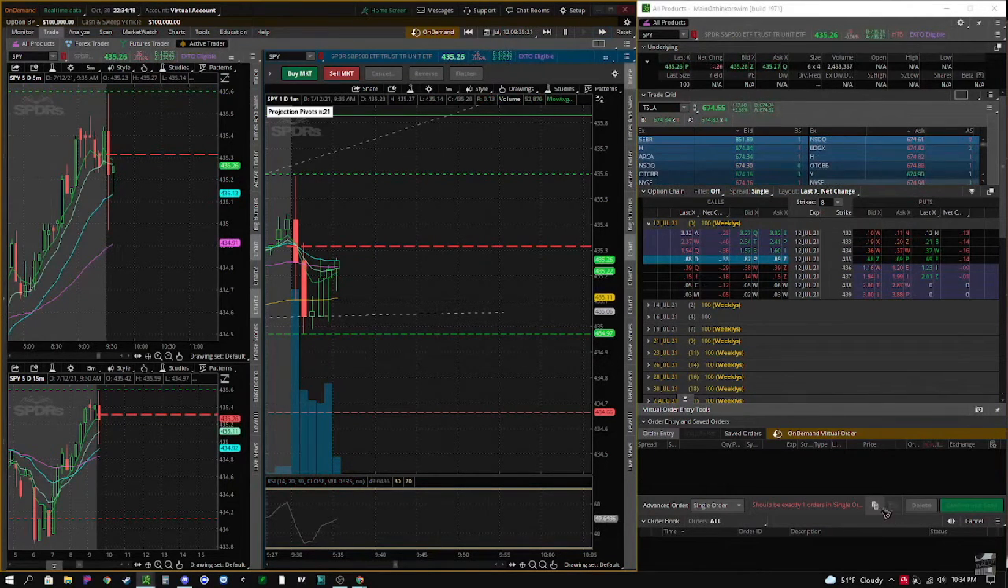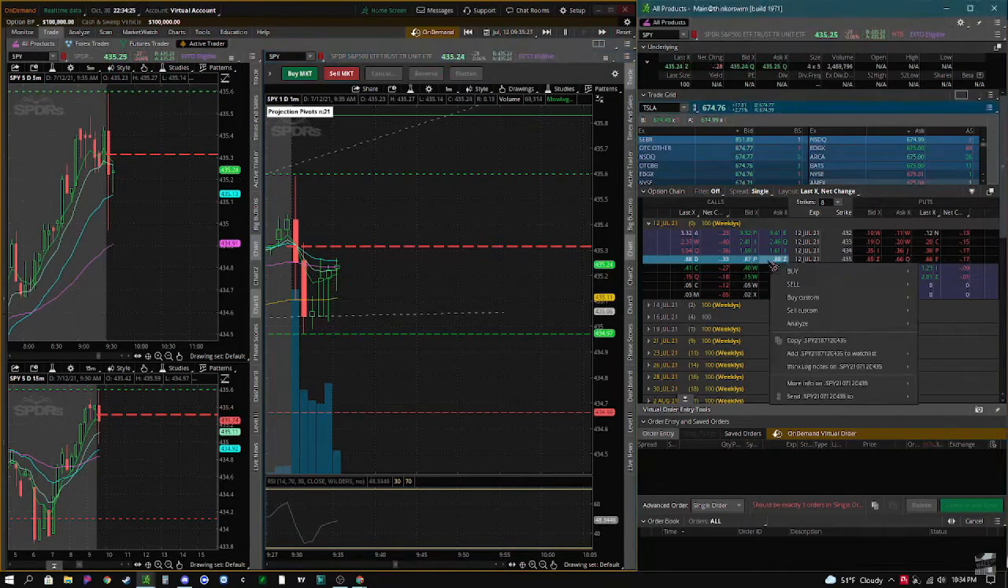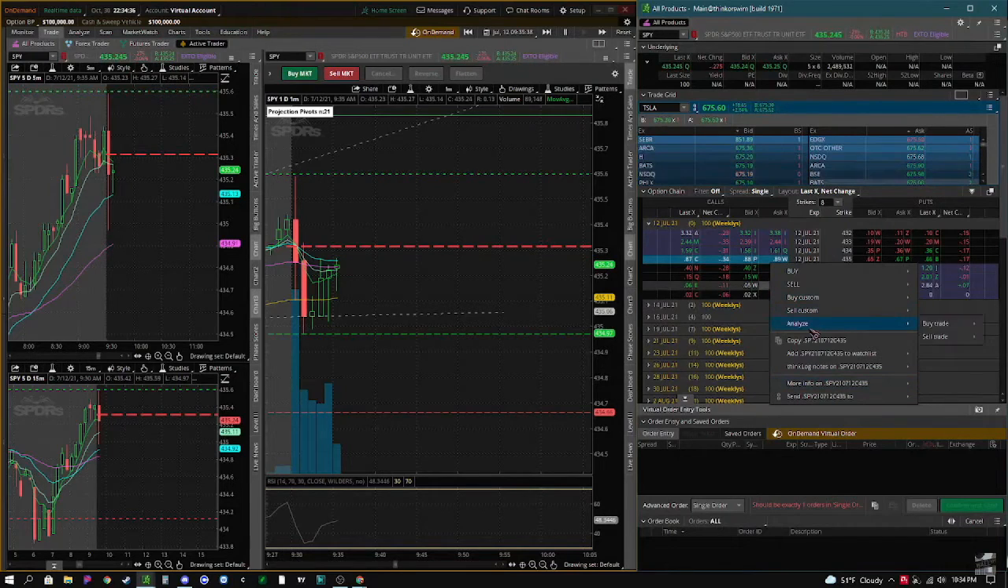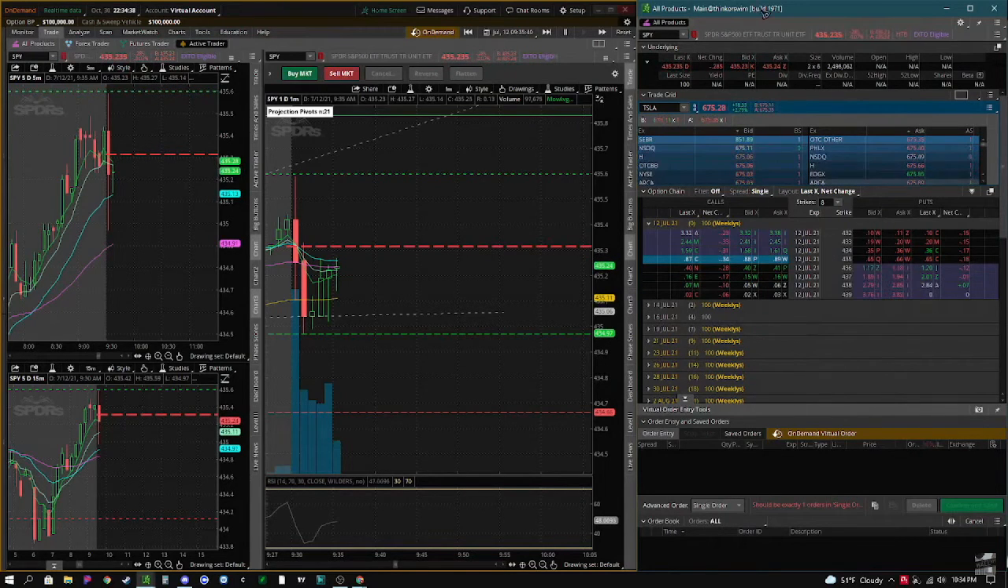And again, that's where you would load your presets for the stop losses once you've saved them. To create them, right click, buy custom with stop, and you're going to adjust your levels there. I did it a little earlier in the video if you had missed that.